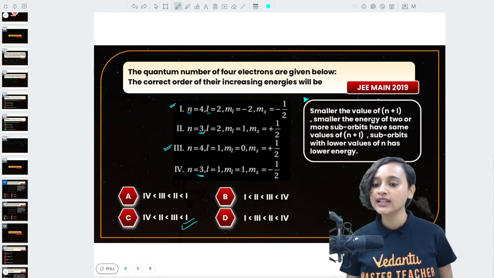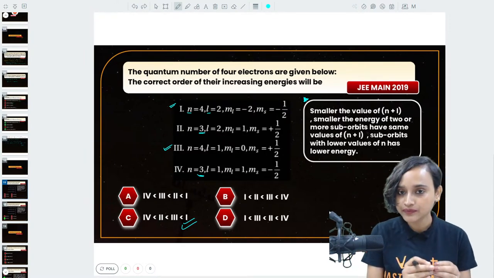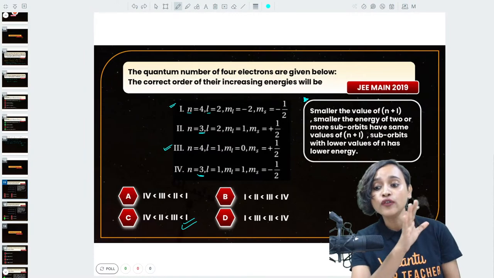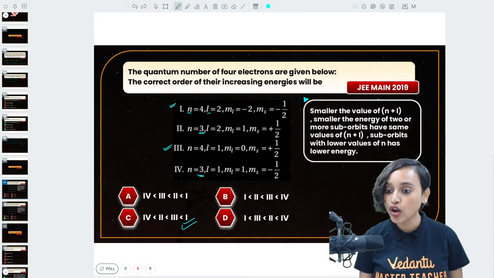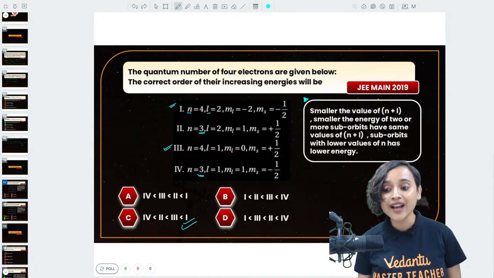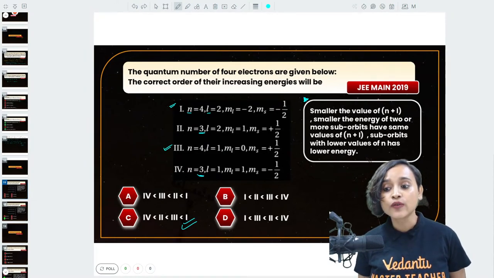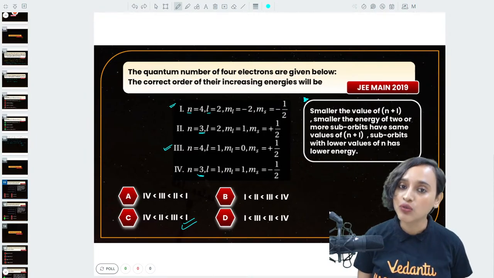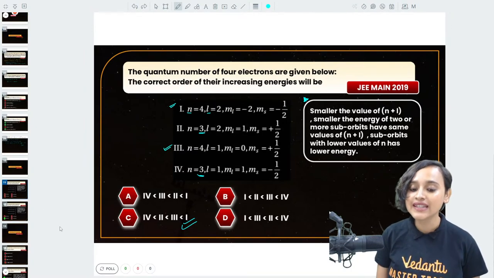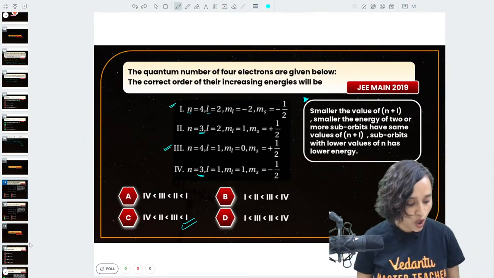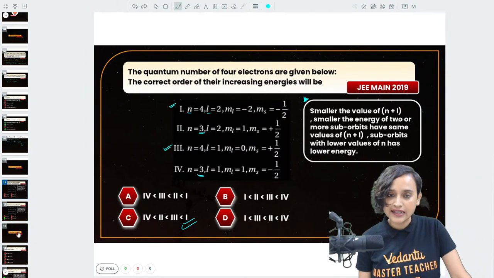As per this, what did we learn? We learned that when n plus l is small, the energy is lower, and if two or more suborbits have the same values of n plus l, as we can see, then suborbits with lower values of n will have lower energy. So, with this statement, we figured that option C seems to be correct. Does it make sense, everybody? Is this clear, guys?